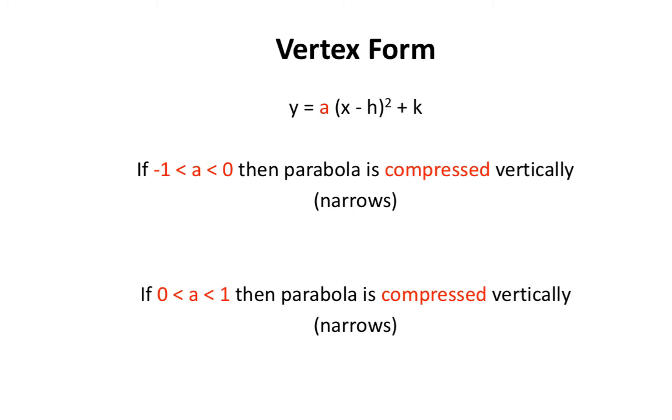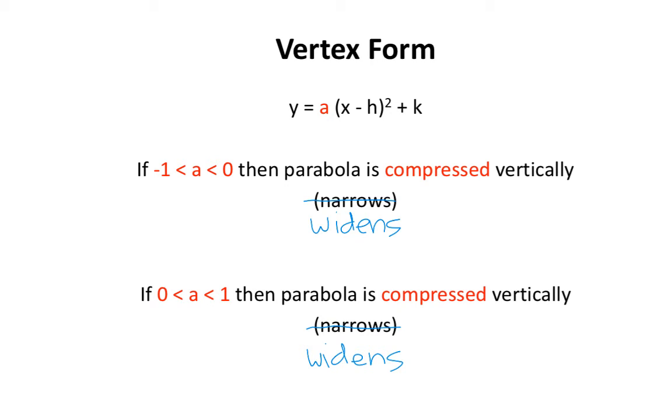Now, if a is greater than -1 and less than 0, then the parabola is compressed vertically, and there's a little bit of a typo here. This should say widens. And if a is greater than 0 and less than +1, then the parabola is compressed vertically. And again, there's a little bit of a typo. That should say widens.